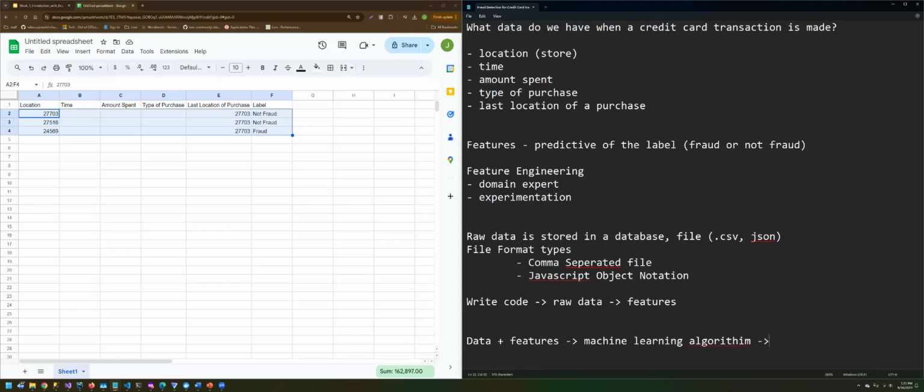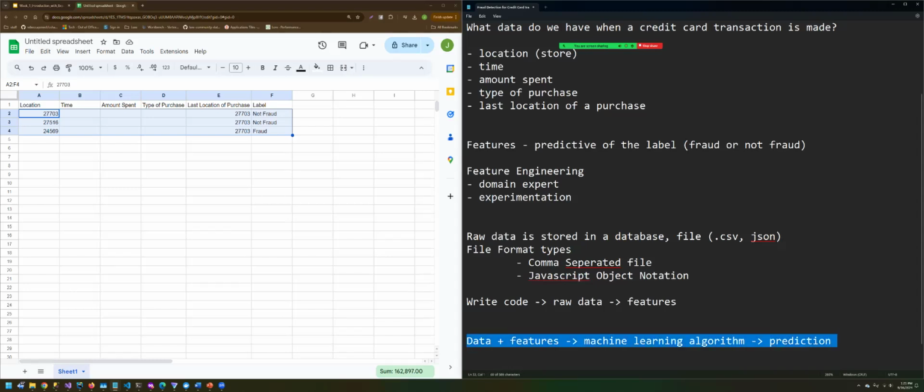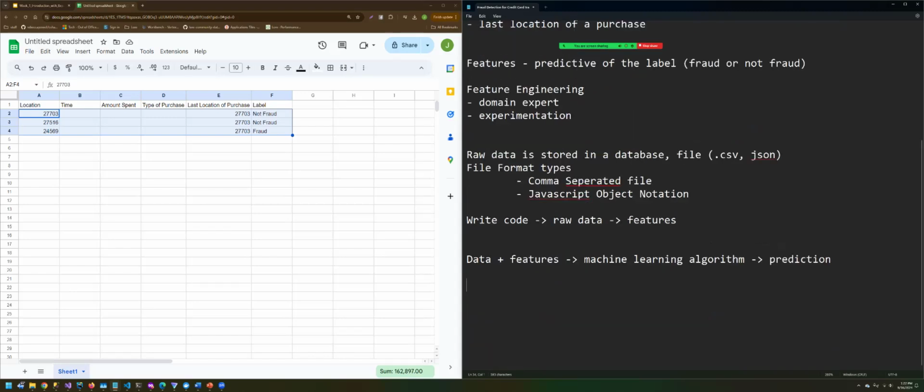And then that is going to output a prediction. That's really the basic idea. That's the basic idea here. And so this process, as simple as it seems, does have several steps associated with it.